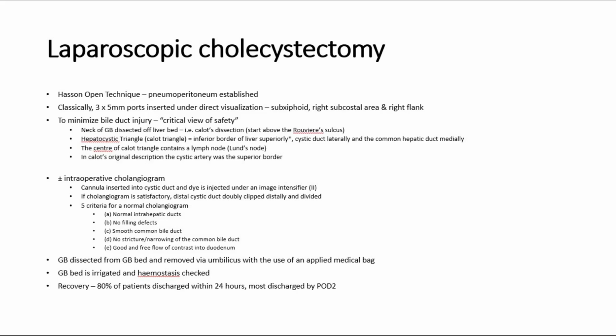Normal intrahepatic ducts. No filling defects. Smooth common bile duct. No stricture, narrowing of the common bile duct. Good and free flow of contrast into duodenum. GB dissected from GB bed and removed via umbilicus with the use of an applied medical bag. GB bed is irrigated and hemostasis checked. For recovery, 80% of patients discharged within 24 hours, most discharged by post-op day 2.